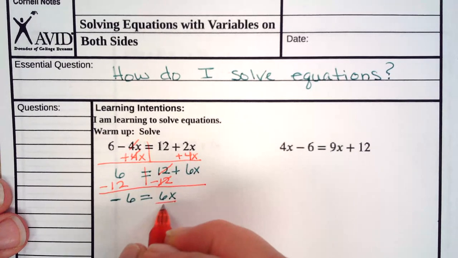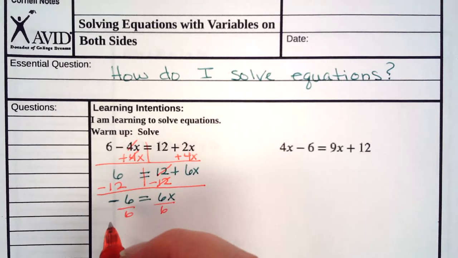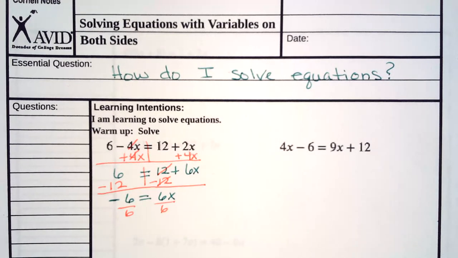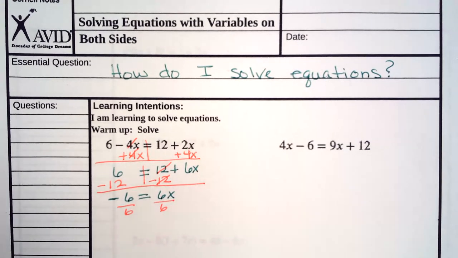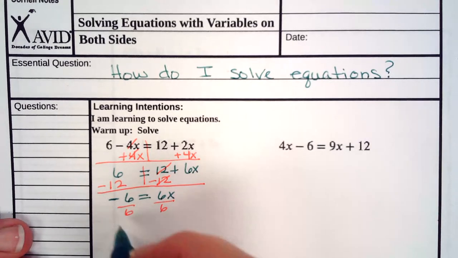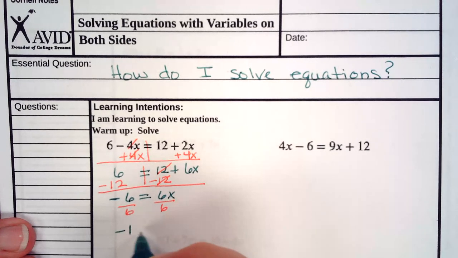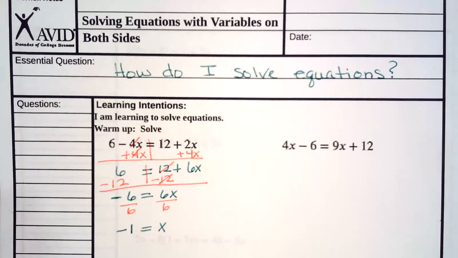Divide both sides by 6. So you're dividing both sides by 6. Negative 6 divided by positive 6 is negative 1, and that is equal to x. If you want to check your answers, substitute negative 1 in for x, and you will see if you get the same number.